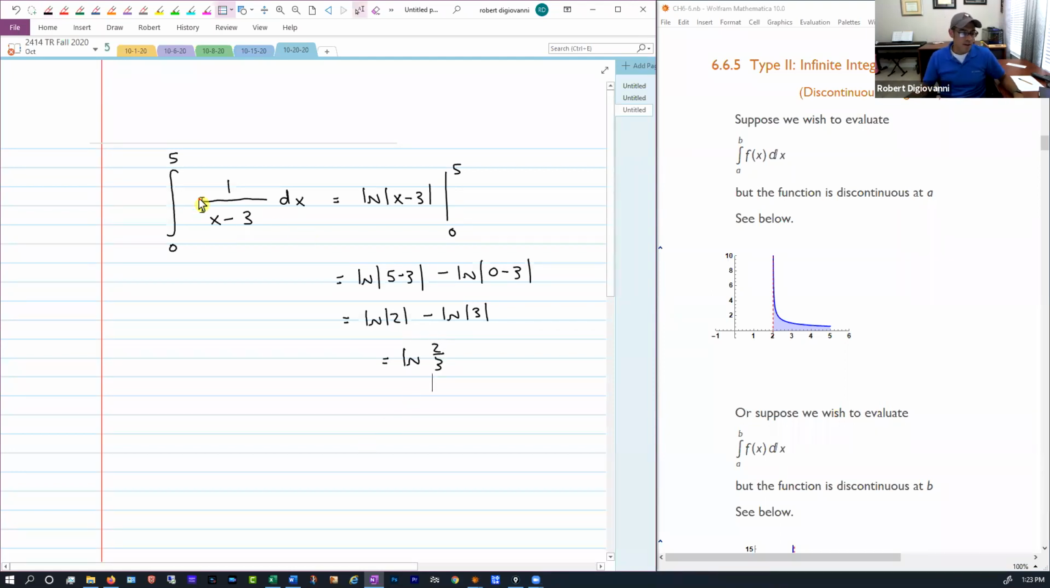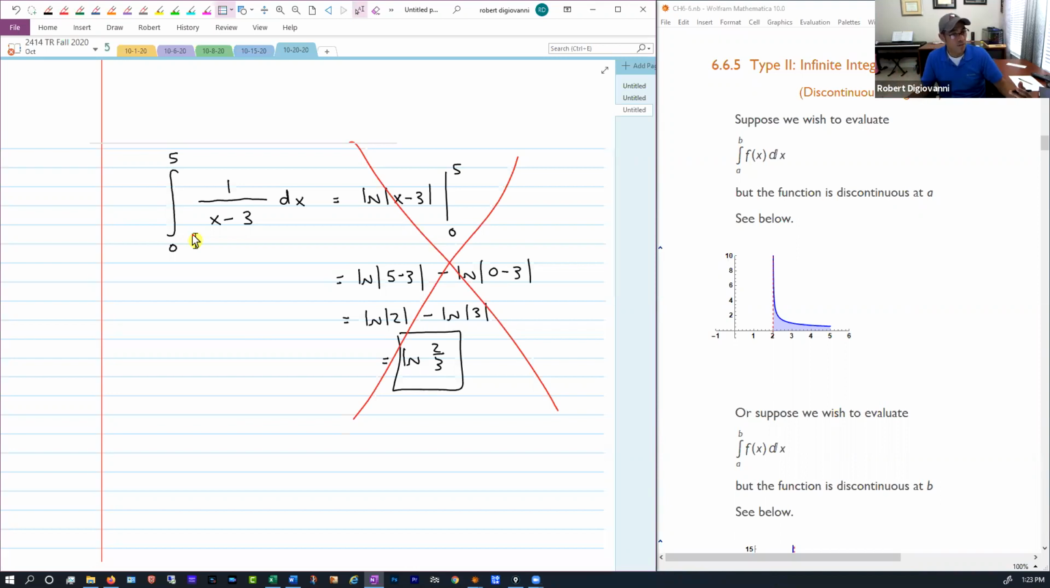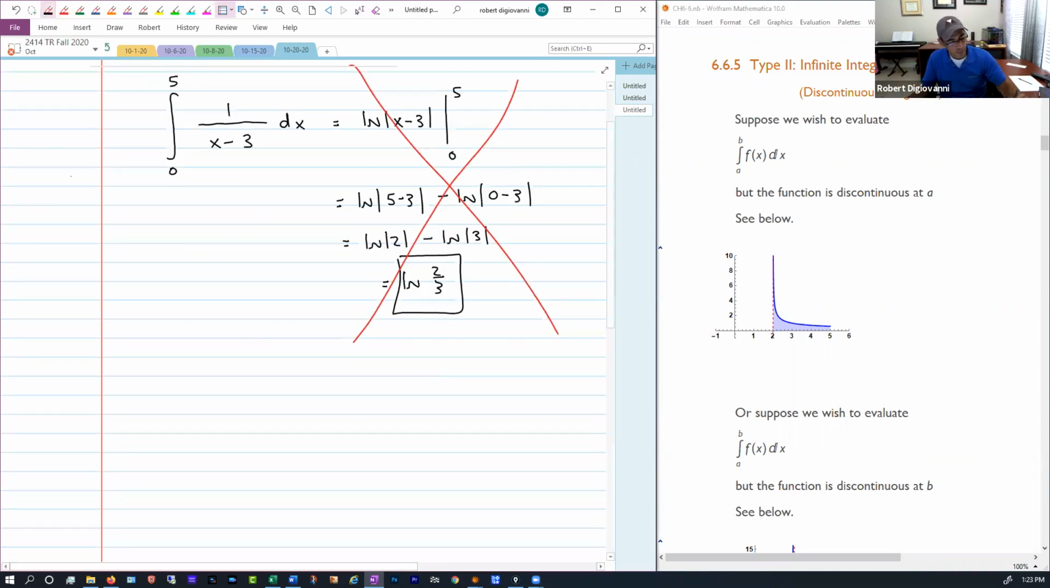But do y'all see what I did? I just took the antiderivative at the 2 endpoints. I plugged in 5. I plugged in 0. I took absolute values. There's my answer, right? And this would be absolutely wrong, because you have overlooked the fact that at 3, you've got an issue. So now we have this extra thing we have to pay attention to, right? So let me rewrite the problem down here.